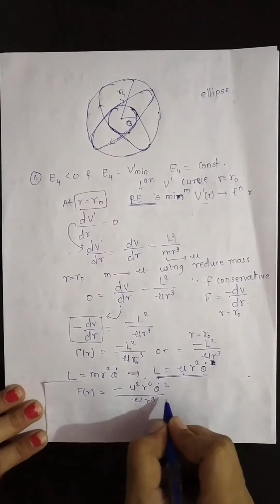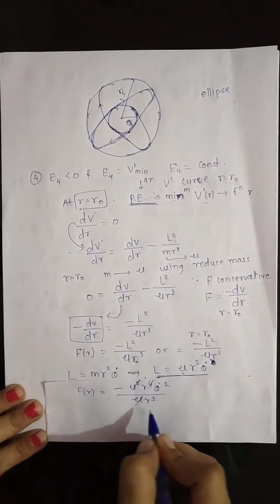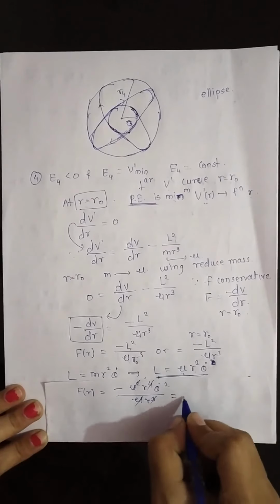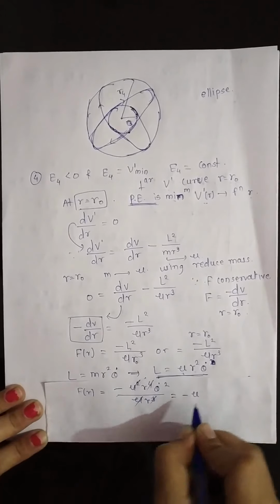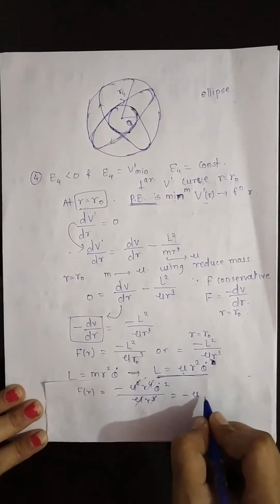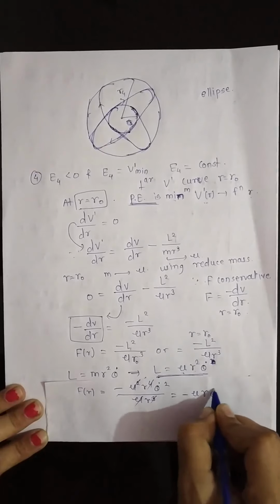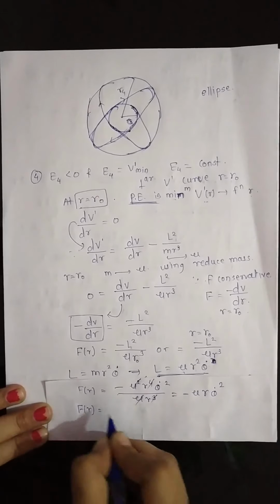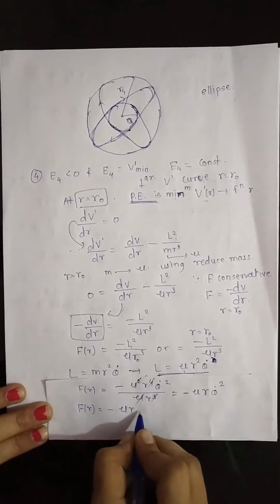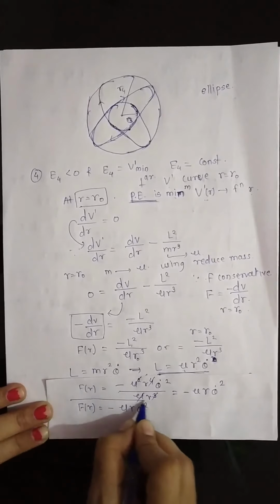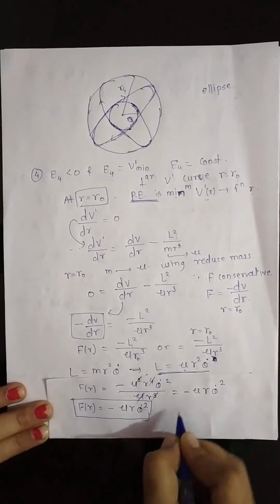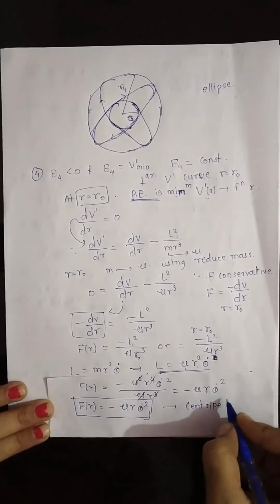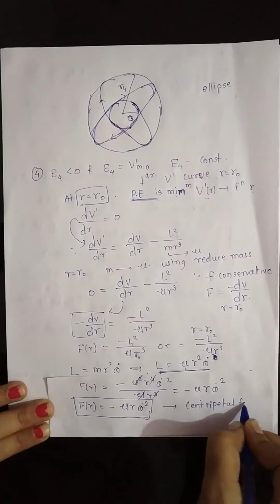Now if we cancel the common terms, mu will get cancelled and r is also getting cancelled. So what are the remaining terms? Minus mu will remain, then in the numerator we will have r and theta dot square as it is. So this force F of r, which equals minus mu r theta dot square, is a particular type of force which is called centripetal force.